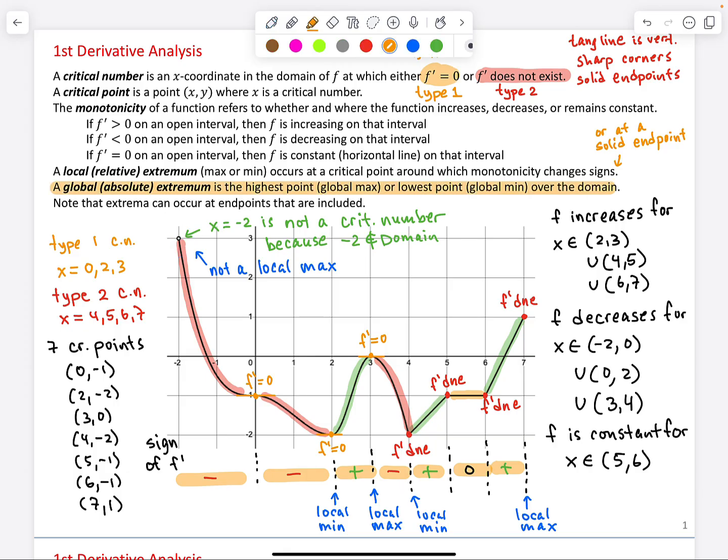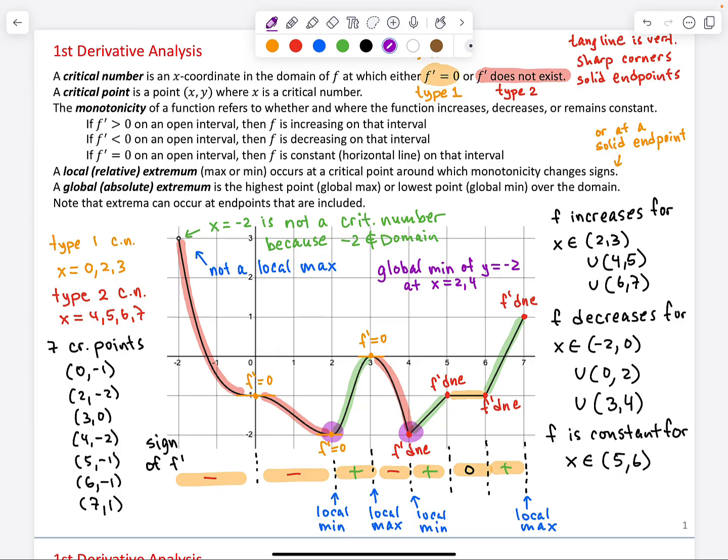Now a global or absolute extremum is the highest point called a global or absolute max, or the lowest point called a global or absolute minimum over the domain. The absolute lowest points on this graph, and there's a tie, are these 2 points. They both have a y-coordinate of -2, which is the lowest y-coordinate possible. And the way we phrase this is we have a global minimum of y equals -2, and it occurs twice in this graph, at x equals 2 and x equals 4. Or you could simply say that we have 2 global minimums. One is at (2, -2), and the other is at (4, -2).